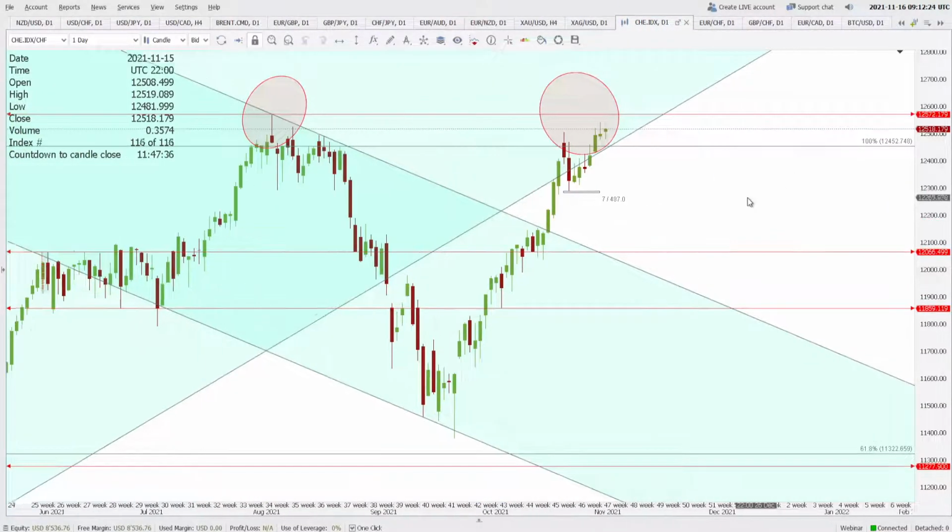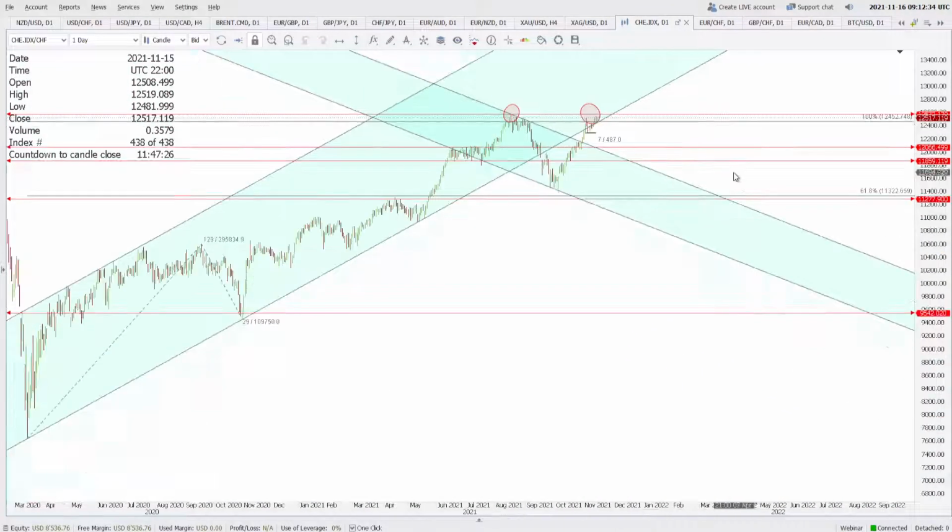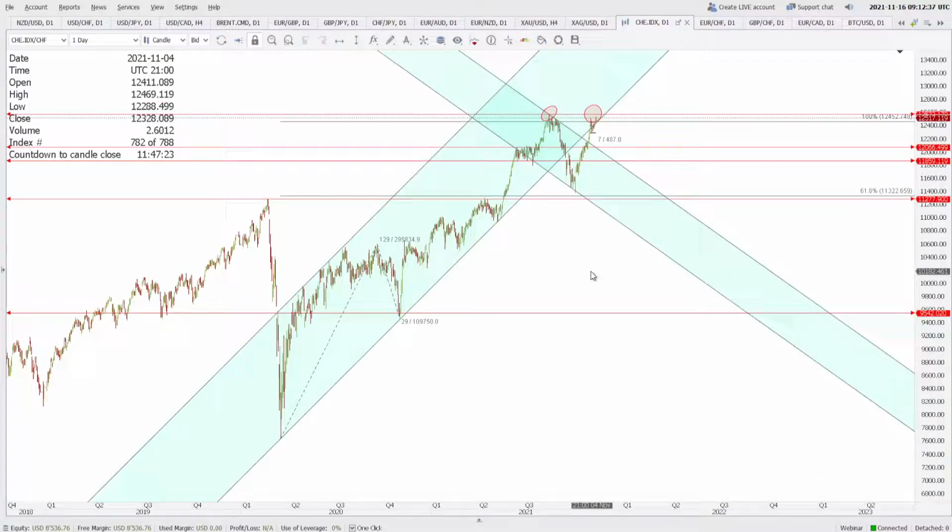The next chart that I want to talk about is the Swiss index. The Swiss index is on the verge of a breakout. 12,572 is the level which I am expecting to break, and if it breaks, you see my friends how it is going to behave.